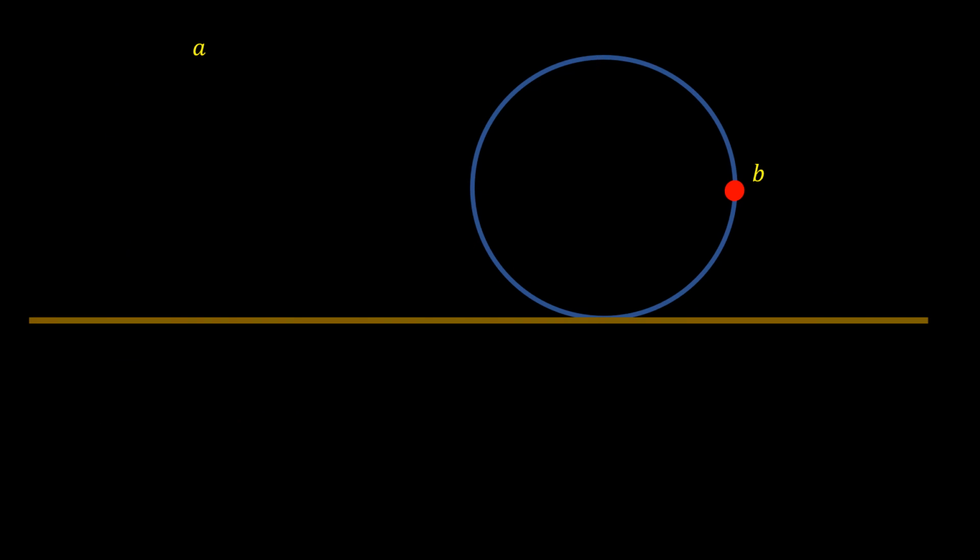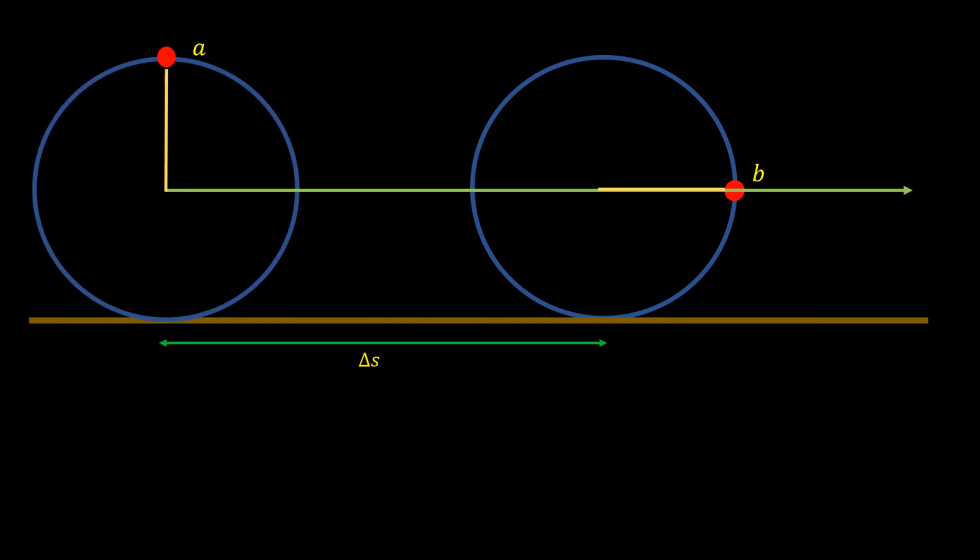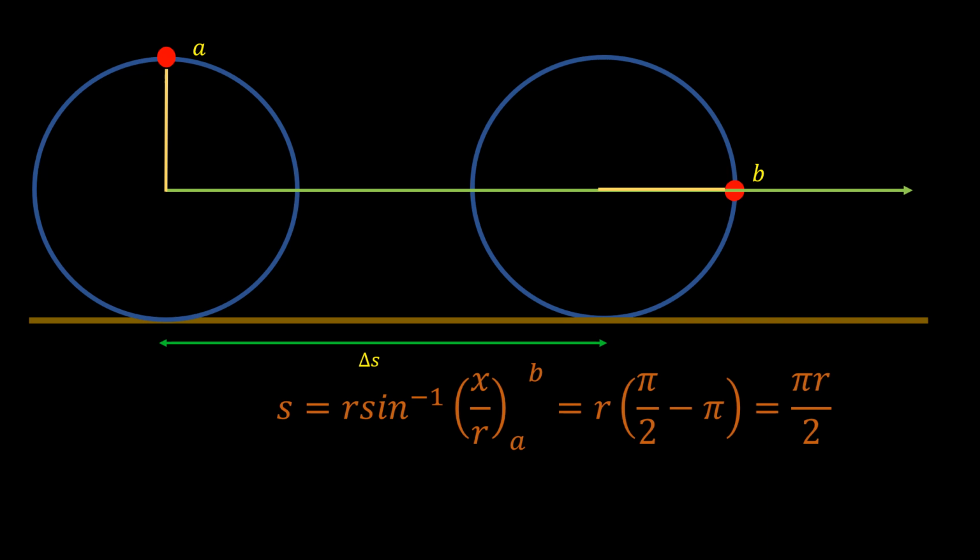Assuming the particle has moved as follows, then the integral is from 0 to r, and this gives s equal to r times pi on 2 minus pi. This is equal to pi r over 2, which is a quarter of the circumference of the circle. So it means that for a full cycle, this distance will be 4 times this value, which will be 2 pi r, which is equal to the circumference of the circle.